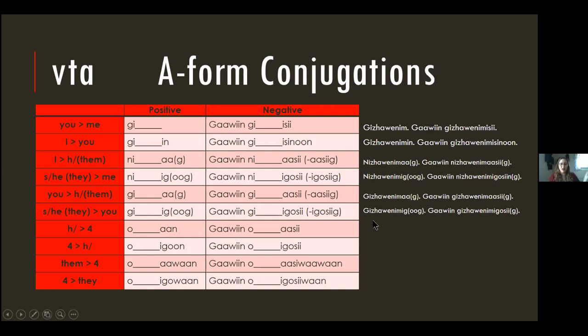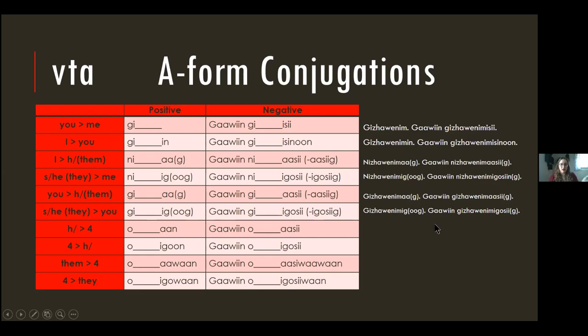Okay. Other way. Okay, now from him or her or they to you. Git-ig is she or he to you. Git-igug is them to you. Okay. So we're going to go this way now. So gijuanamig. Gijuanamig, she loves you. Gijuanamagug, okay? They love you.